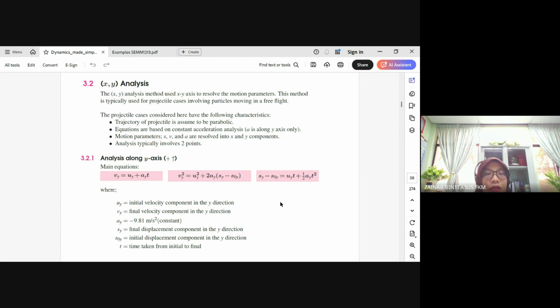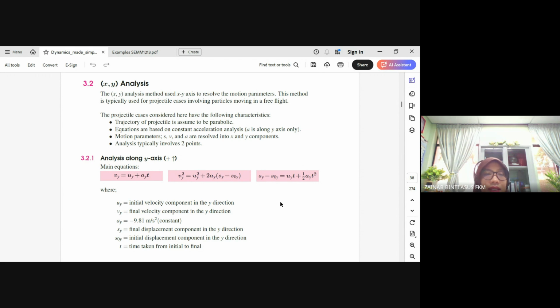So we have the first one, XY analysis. We use the XY axis to resolve the motion parameters. It is typically used for projectile motion, a projectile like this that goes up and down, and you have the acceleration of gravity, or what we call particles moving in free flight. When you see projectile free flight, free fall, that is XY analysis.